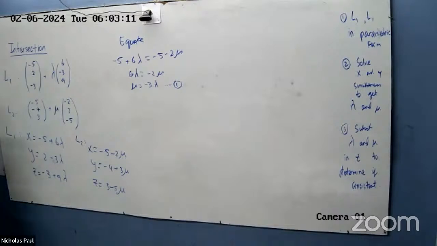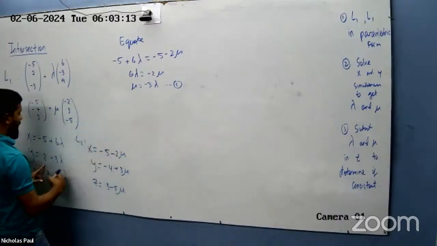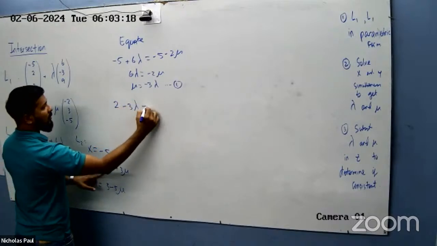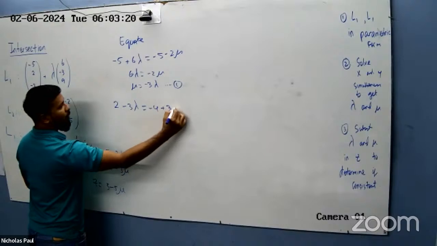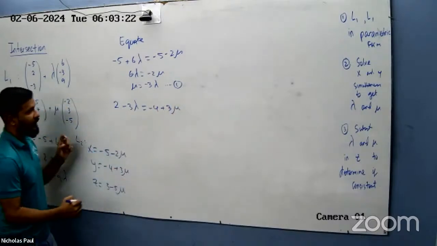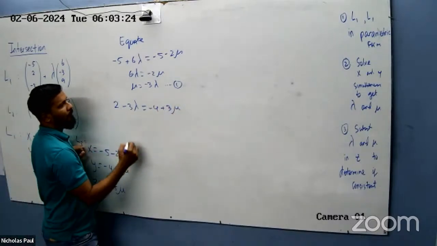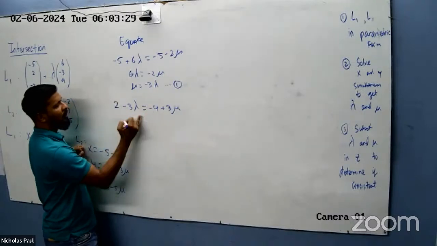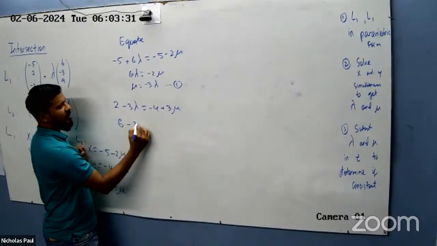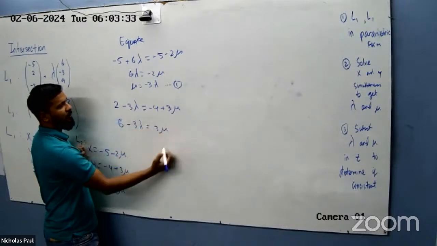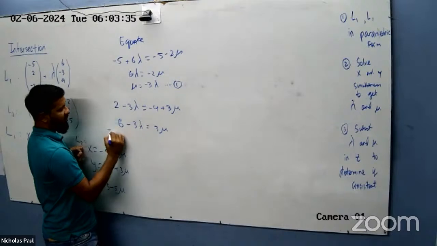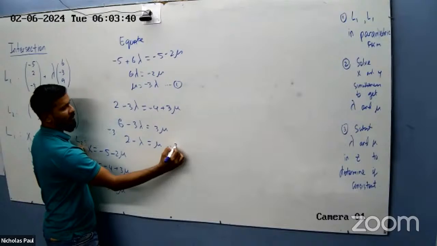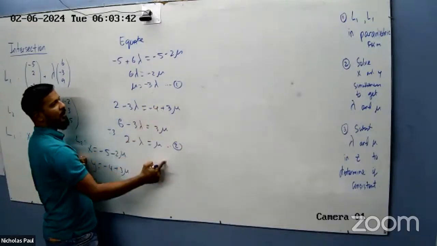And then we're going to equate the y's. So that'll be 2 minus 3 lambda is equal to minus 4 plus 3 mu. Bring it across here, you'll get minus 4 become plus 4. 4 plus 2 is 6. Minus 3 lambda is 3 mu. If you want, you can just divide everything by 3. So that'll be 2 minus lambda is mu. Okay? Then we can equate them.